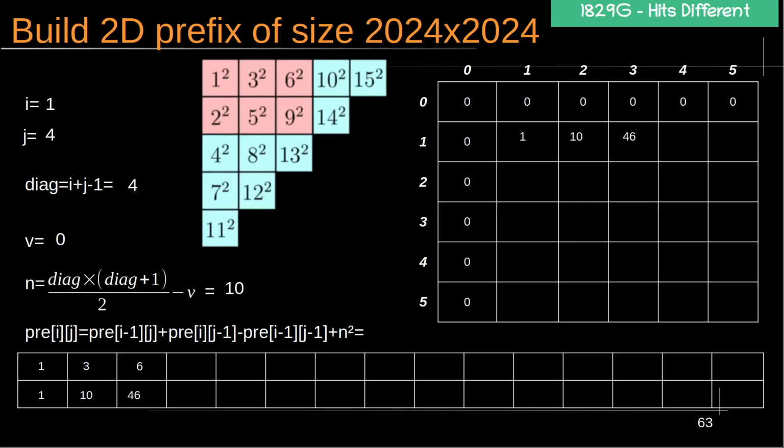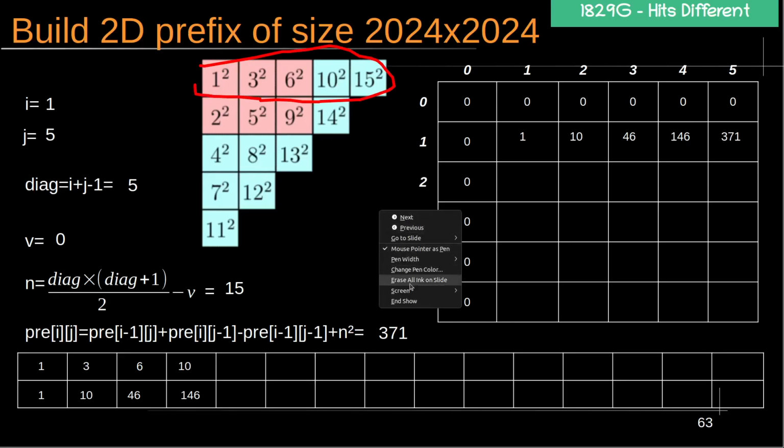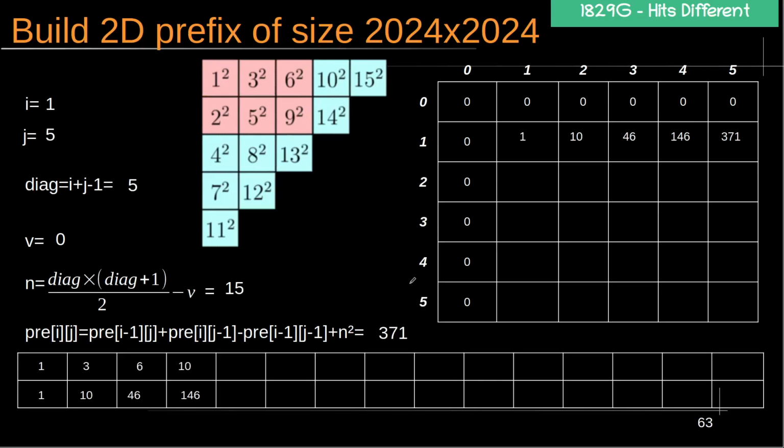We go to the fourth column. We have n equal to 10, and the sum here is 146 for 10. The fifth column, we have 15, and the sum is equal to 371. So for 15, we have 371.